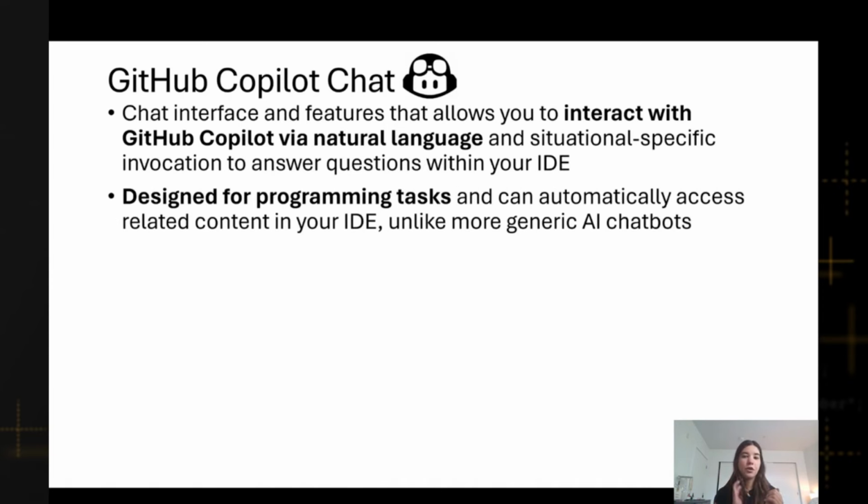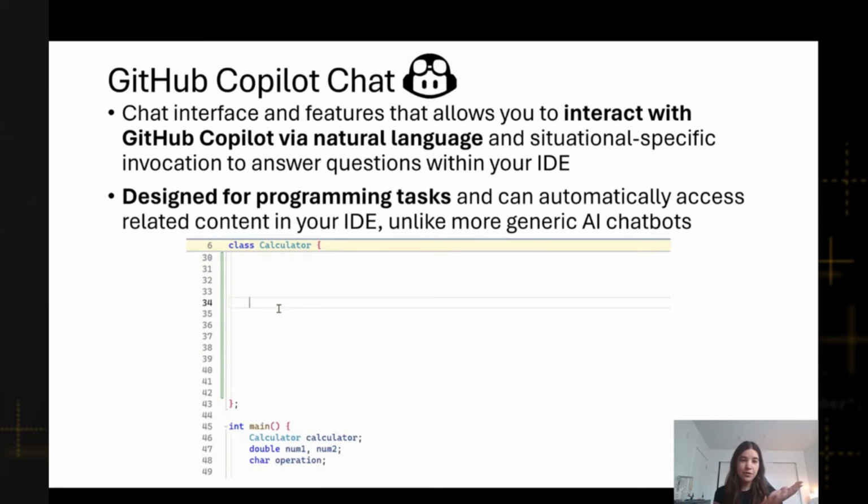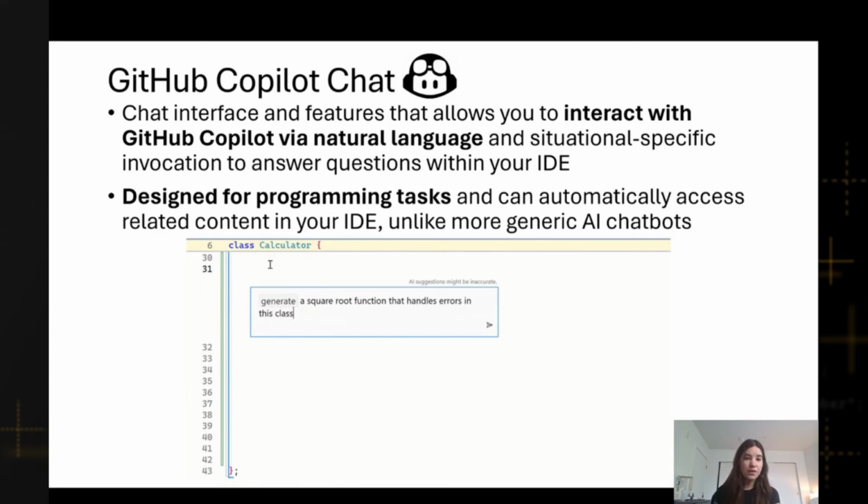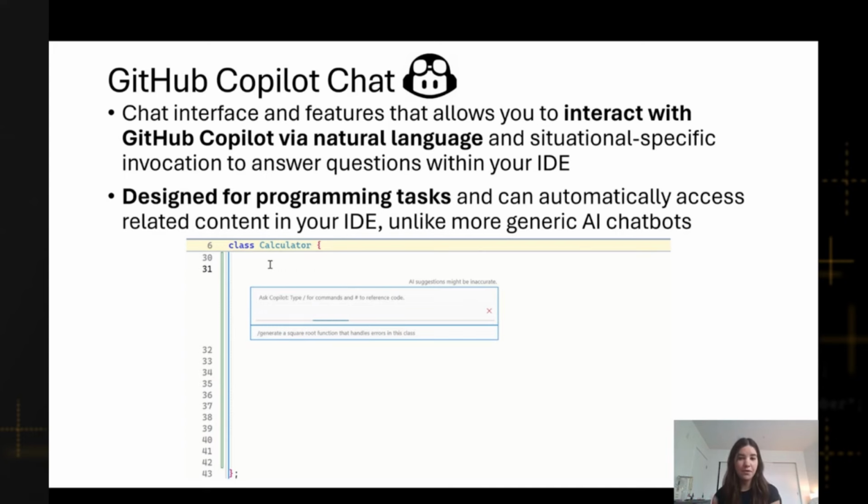Copilot Chat takes the power of Copilot and augments it via a chat interface and features integrated into Visual Studio and VS Code that allow you to interact with your code via natural language. It is designed for programming tasks and can automatically access related content in your code within your IDE, unlike other more generic chatbots. So here you can see that I have that same square root function and I'm able to pull up a chat interface and ask Copilot to generate a square root function, and it loads the results in that familiar diff viewer so that I can view and edit the generated code by Copilot Chat before accepting.